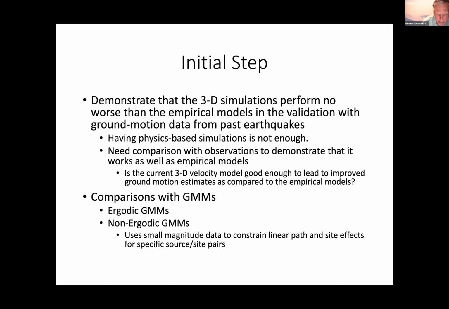So this has to happen before, in practice, we're going to start to take these and charge forward. The comparisons with the ground motion models have two parts. There's the ergodic ground motion models, but we now have non-ergodic ground motion models for California that can be used. These non-ergodic ground motion models are going to be closer to what the 3D simulation is trying to do, but they're going to be basically based on small magnitude data that contains linear path effects and site effects, without modifying the source term.